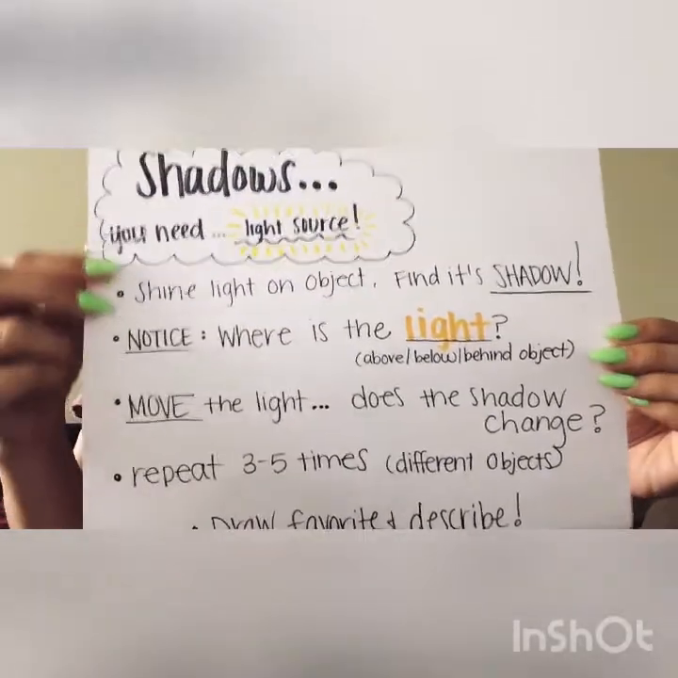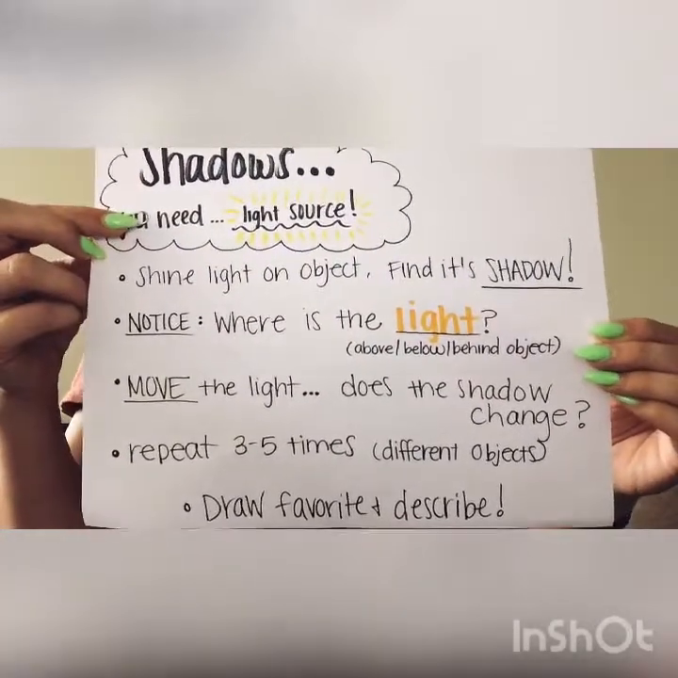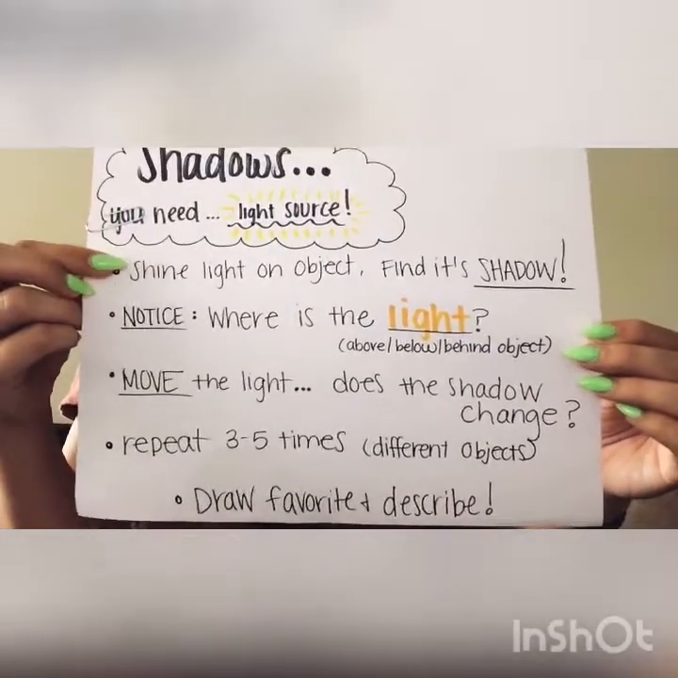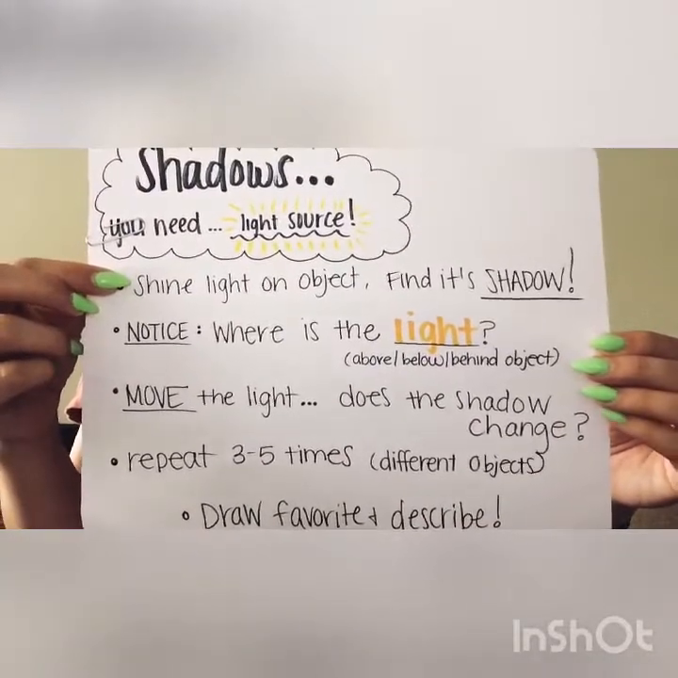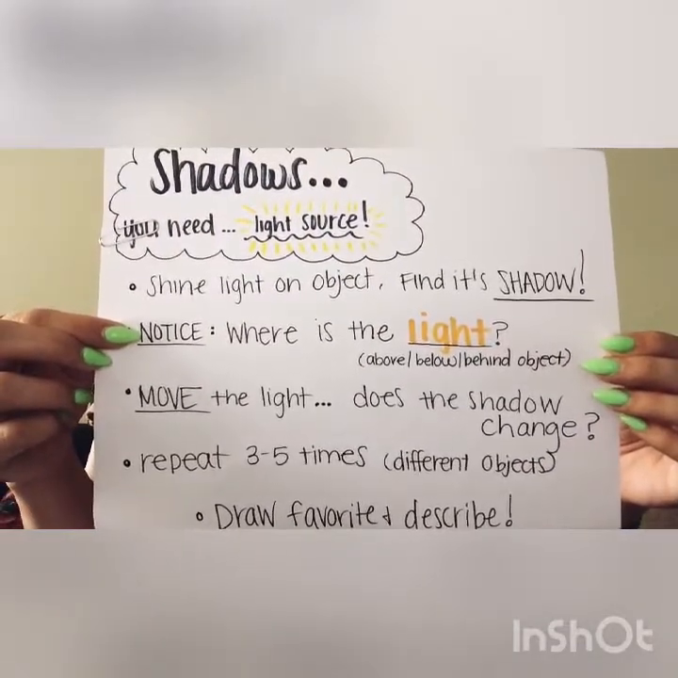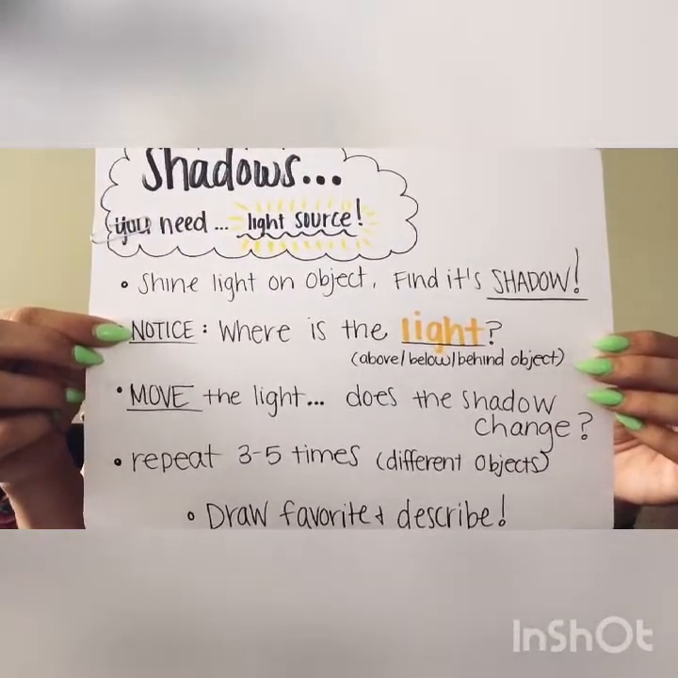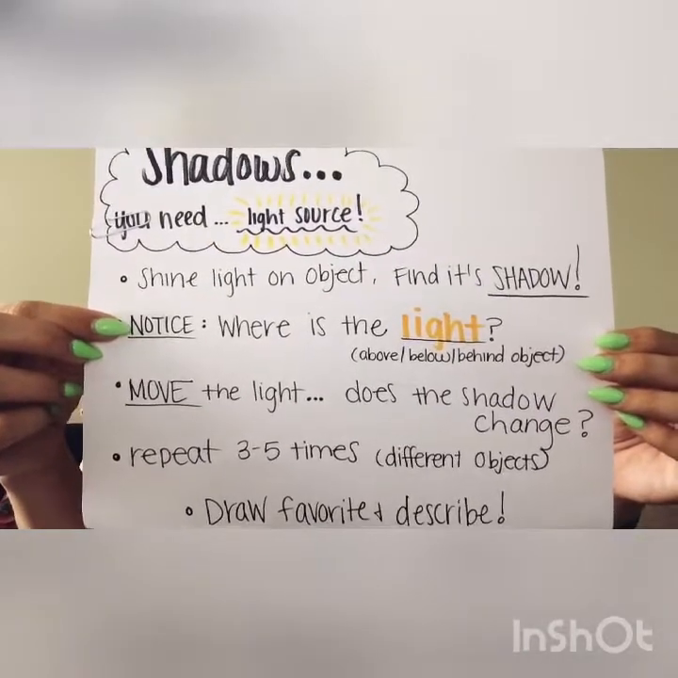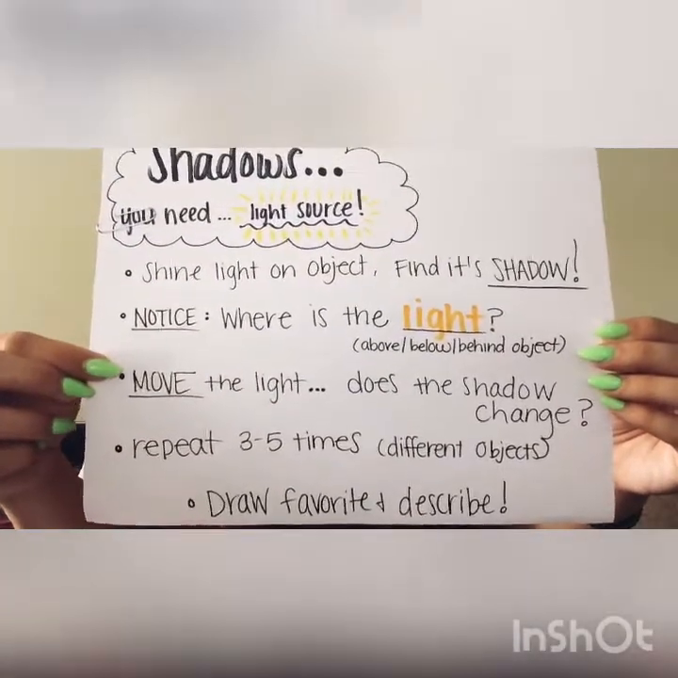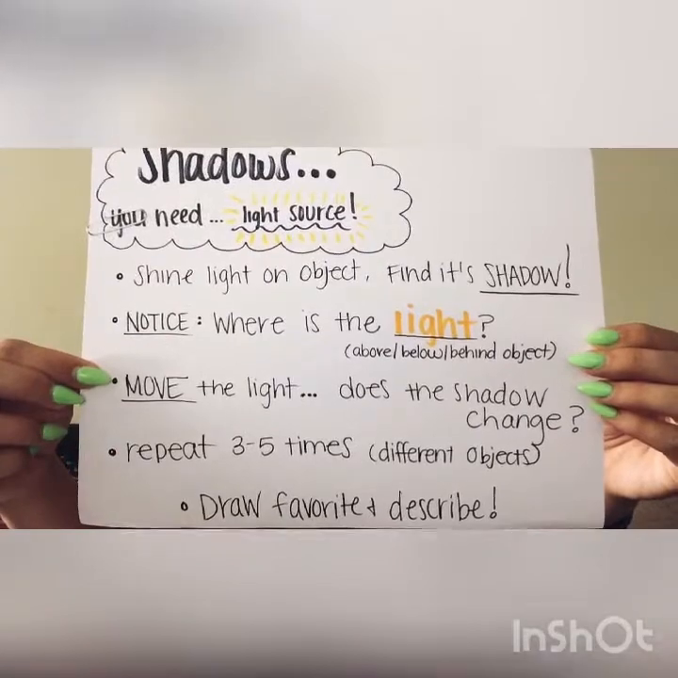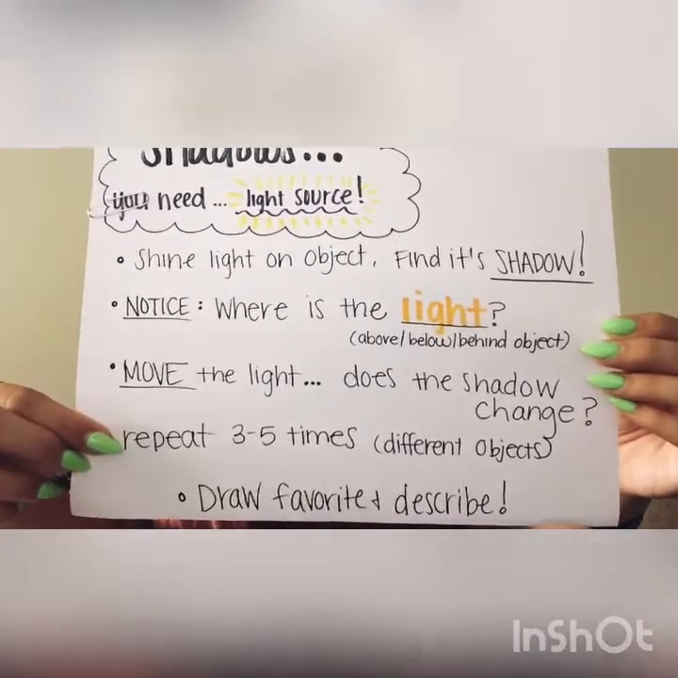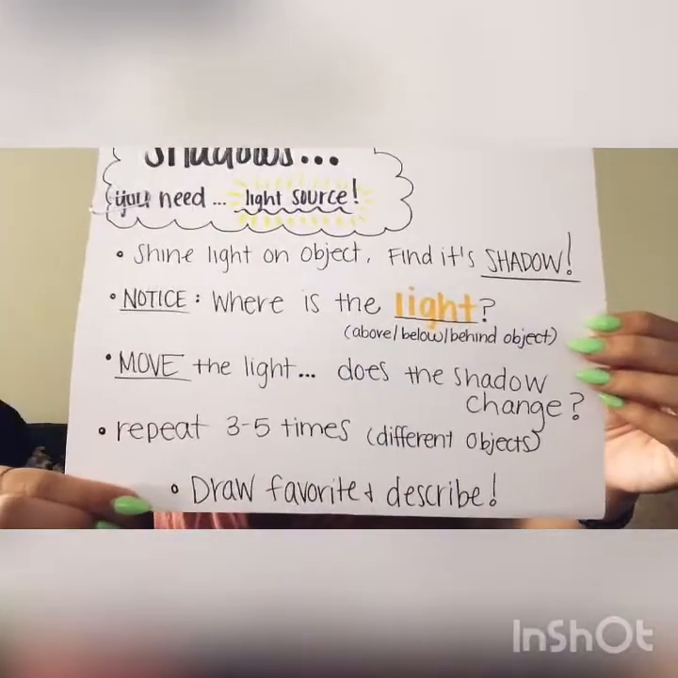So you are going to find your light source, either a phone flashlight or anything you have that you can take around the house. You're going to shine that light onto an object to find its shadow. While you're doing that, I want you to notice, where is the light coming from? Is it above the object, below the object, behind the object? You're going to look and see. Then you're going to move that light, and I want you to see, does the shadow change if you move that object? You're going to repeat this 3 to 5 times.